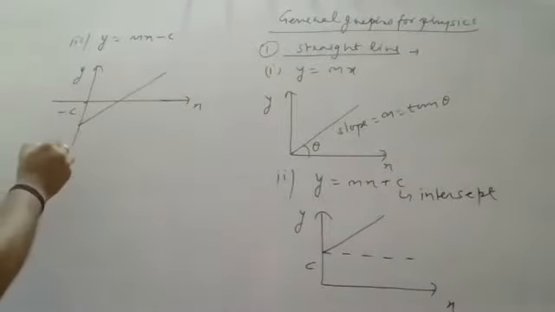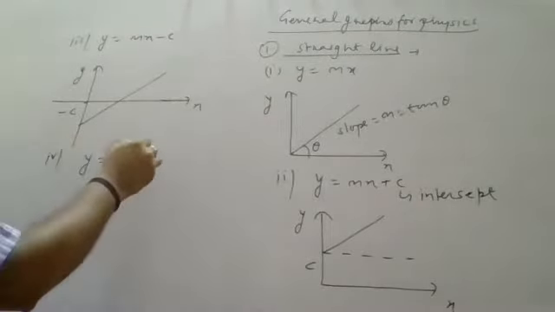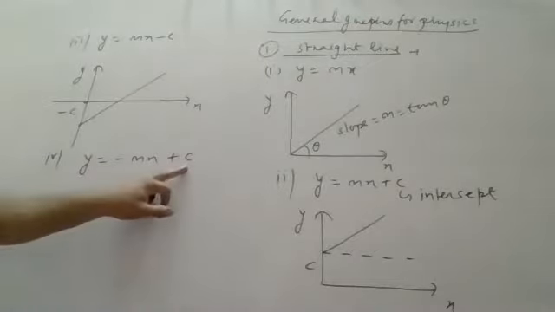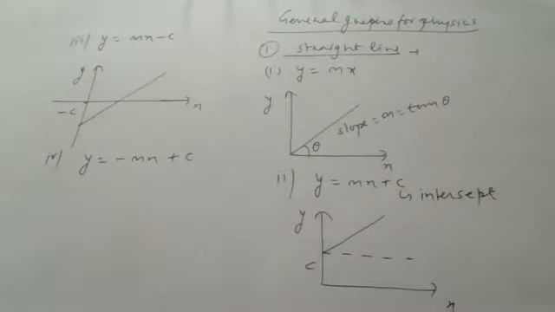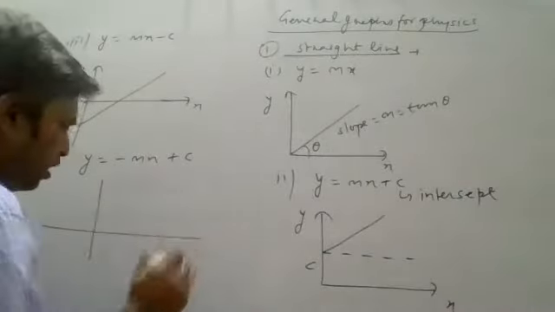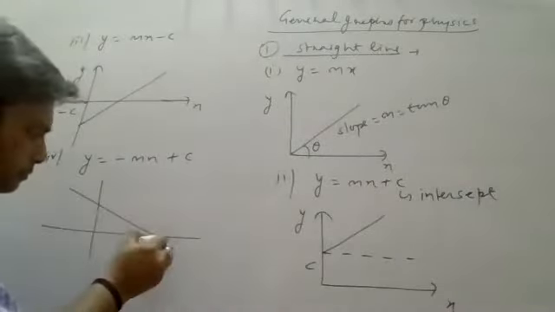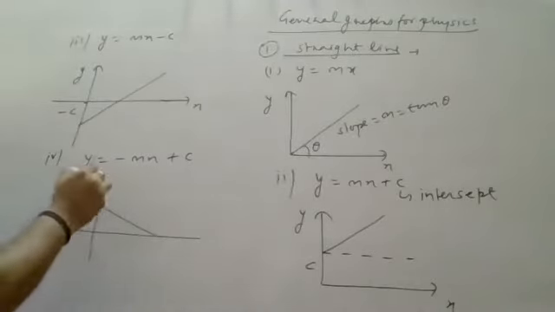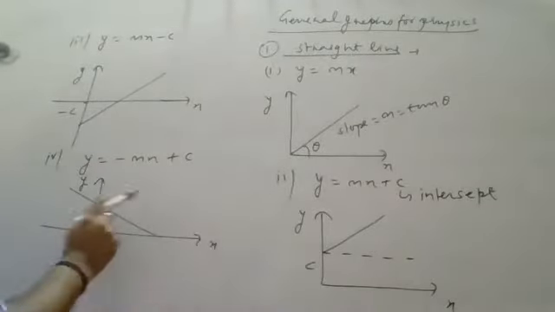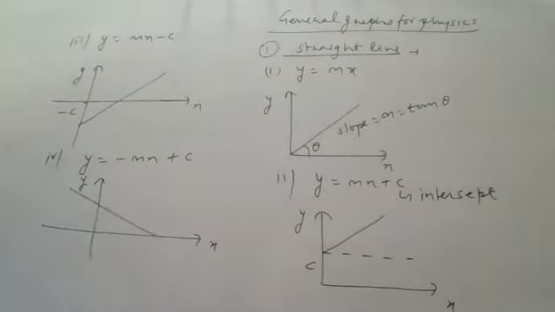Let's suppose a fourth situation, y equals minus mx plus c. The intercept is positive, but the slope is negative. In this situation, your graph will be in this manner. Here the intercept is positive, but what will your slope be here? Negative.